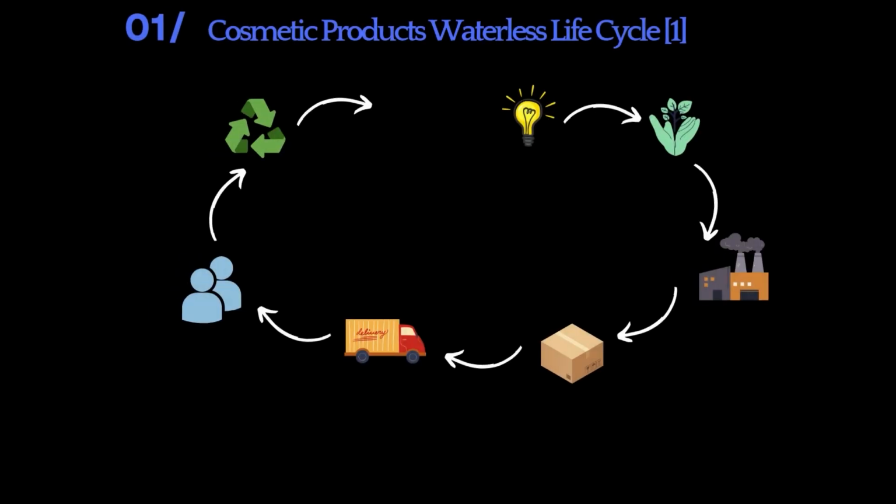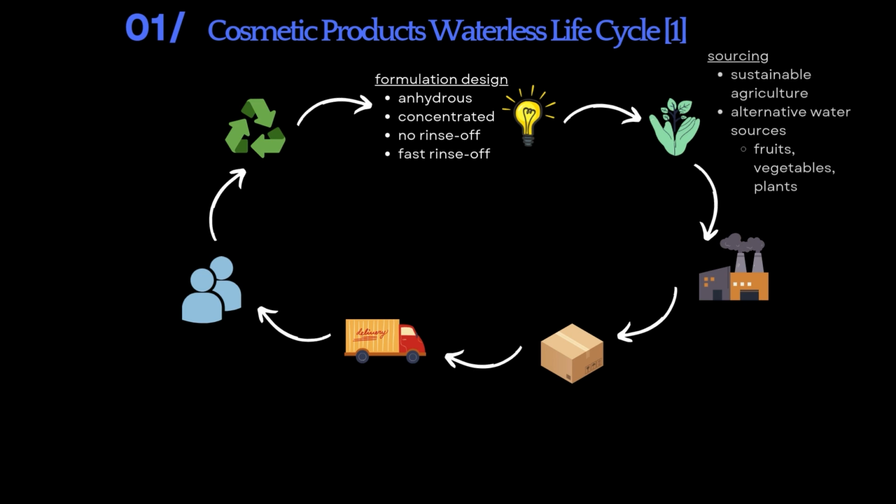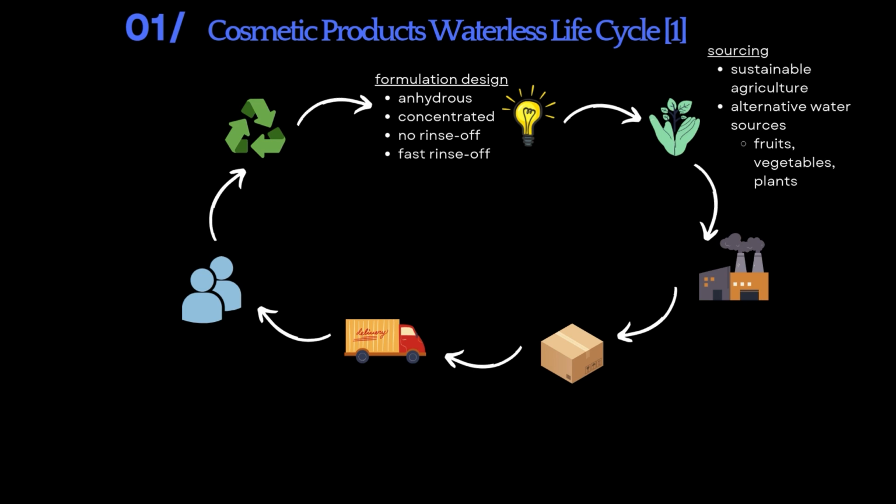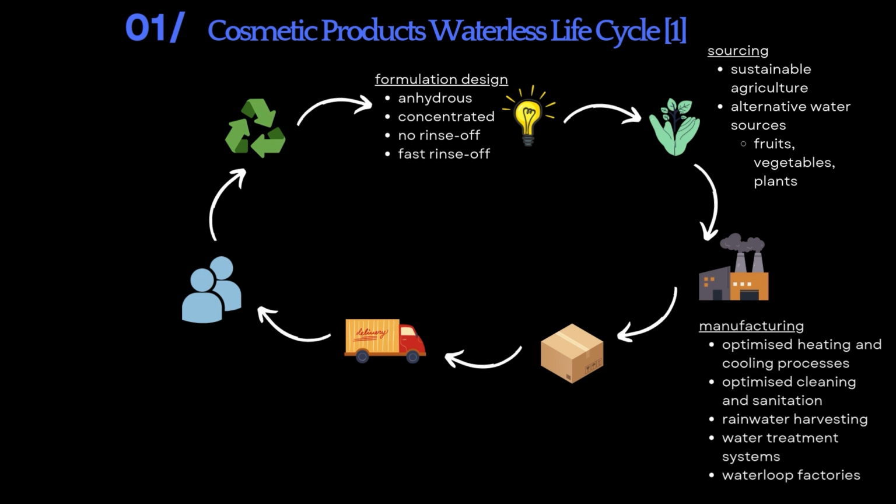Another way to address the water issue is to use this approach of a waterless life cycle to reduce the water footprint. This can include developing waterless, fast rinse-off or non-rinse-off formulas, sourcing sustainable raw materials, finding alternative water sources, and also optimizing manufacturing processes.